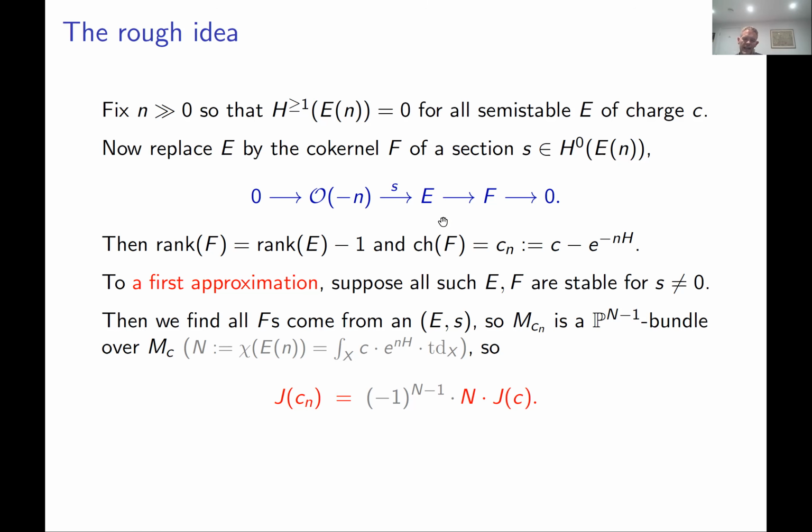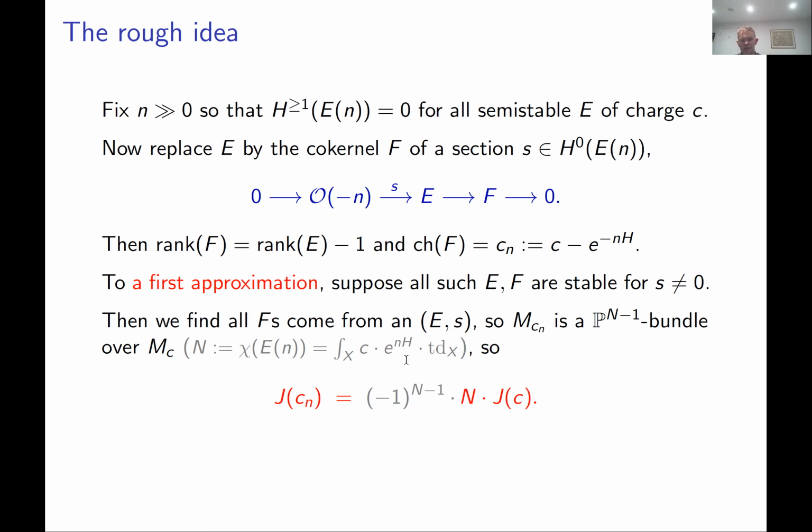Given an E and an s, you can produce an F. Given an F, you can find an E and an s. They're unique. They're the same data, up to scaling the section by a constant. So what you actually find is that the moduli space of F's in this charge here is just a projective bundle over the moduli space of E's, where the dimension of the fibers is given by this topological number, which is the number of sections of E.